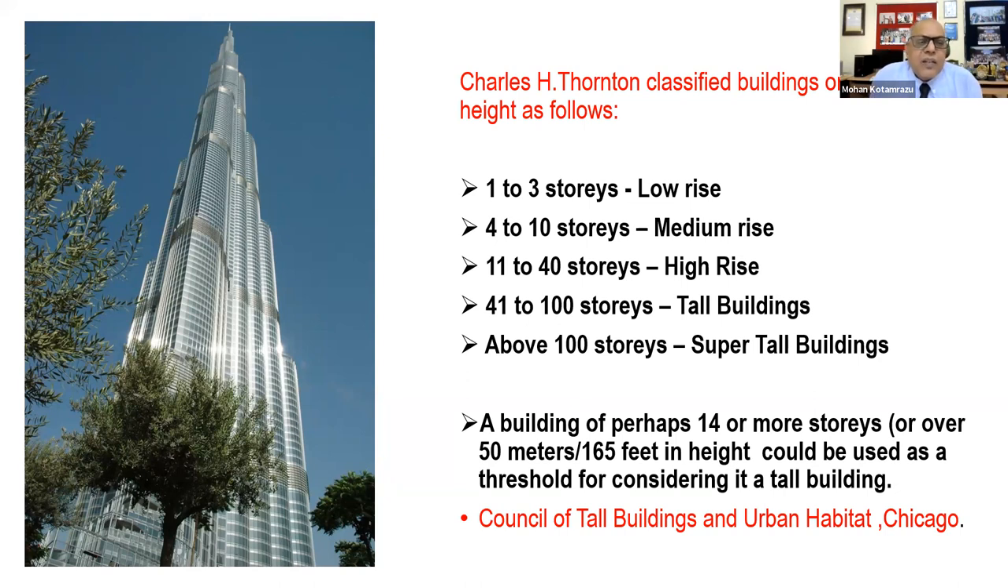But this is the classification. Suppose the building is 1 to 3 stories, you say it's a low rise building. 4 to 10 stories, medium rise. 11 to 40 stories, high rise. 41 to 100, tall building. Above 100 stories, super tall building. More than that, mega tall building.